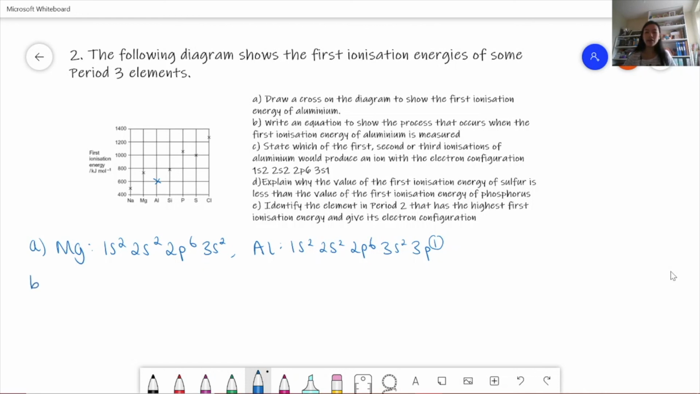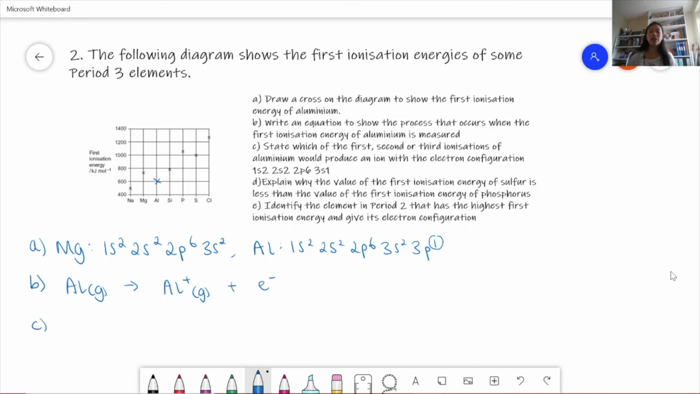And then for B, write an equation to show the process that occurs when the first ionisation energy of aluminium is measured. So again, the definition of first ionisation energy is the energy required to remove an electron from 1 mole of gaseous atoms to form 1 mole of gaseous 1+ ions. And so we have 1 mole of gaseous aluminium, and we're forming 1 mole of Al+ ions and an electron.